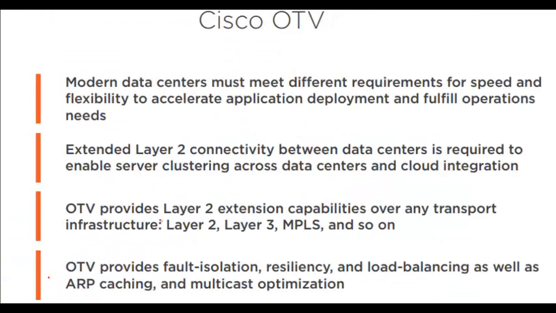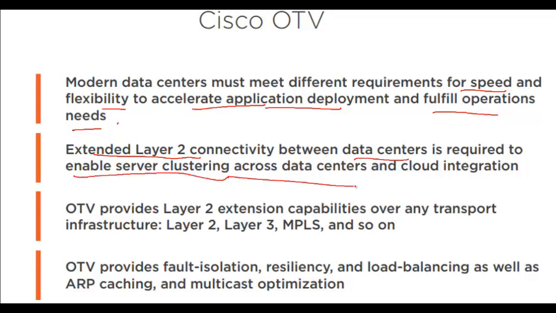So Cisco OTV. The modern data center must meet different requirements for speed and flexibility to accelerate application deployments and fulfill the operational need. So, a layer 2 extension, what we expect. Extended layer 2 connectivity between data centers is needed to enable server clustering across the data center and cloud integration. That's what I mean: vMotion, one example for cloud clustering, server clustering in the cloud. And OTV provides a layer 2 extension capability over the transport infrastructure.